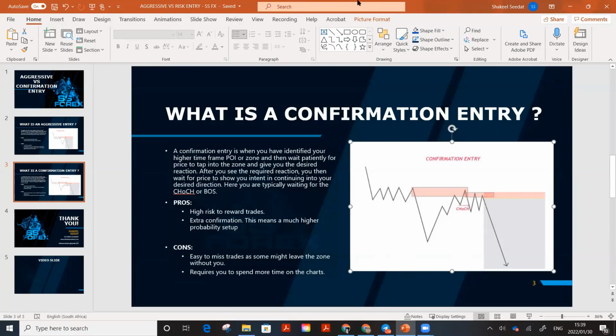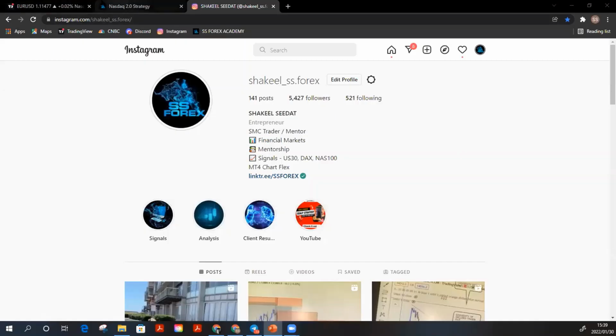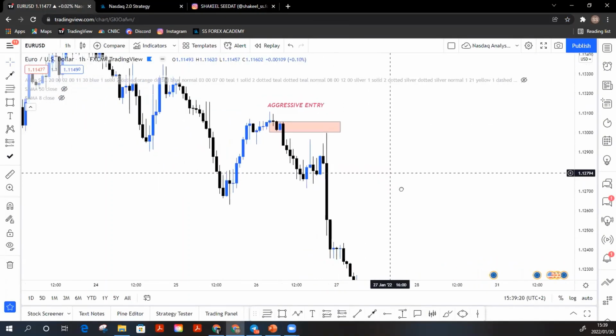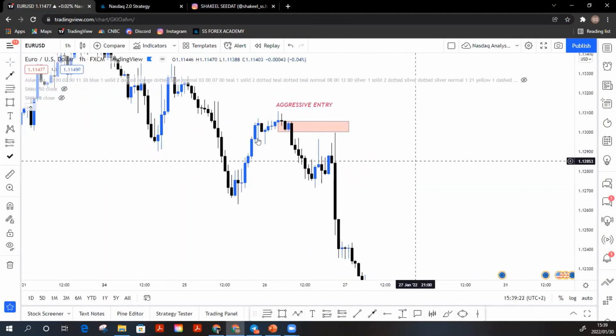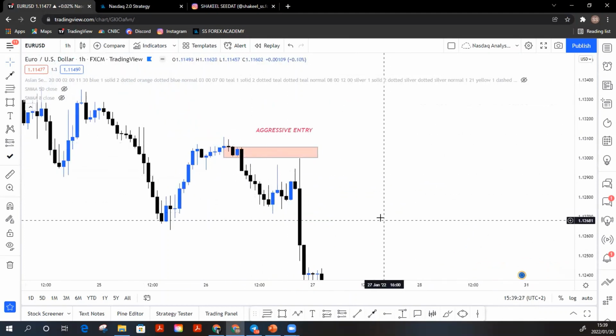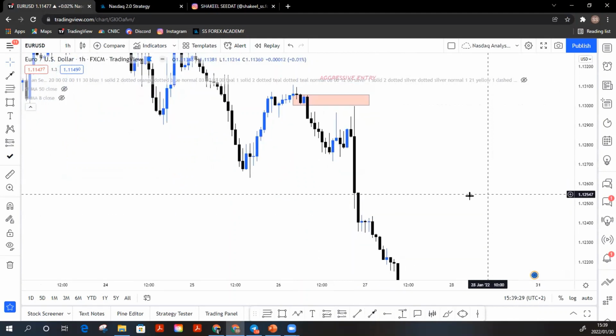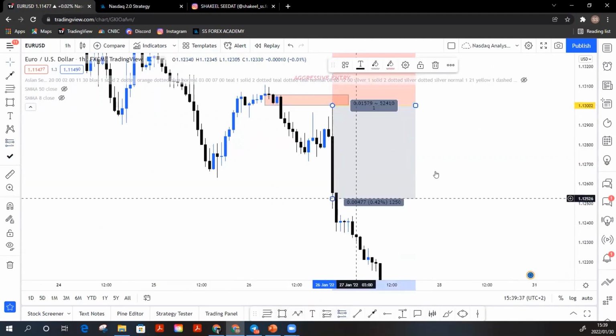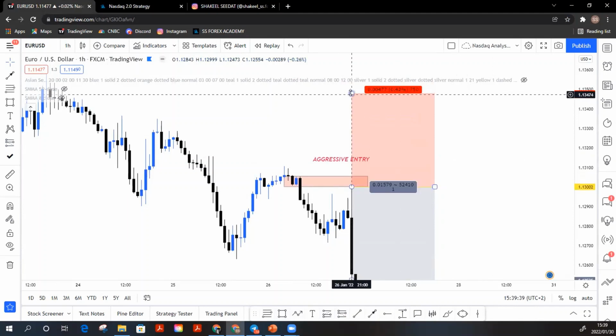So yeah, that's basically what you'd look for. I just want to switch back to a chart and go through a couple of examples with you guys. So on an aggressive entry like we've got here, you've identified your higher time frame supply zone, and from there, so we look at Euro USD, and we've got the 1 hour supply zone, right? So from there, you're looking to sell off from there, and your stop loss would have been there.